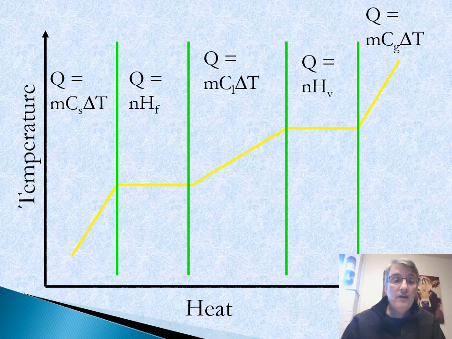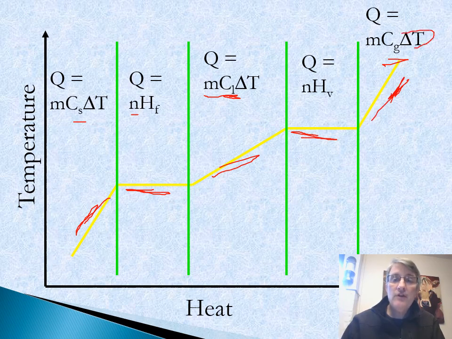Here's our heating curve again, and this is a nice little picture. If we're in this phase, it's MC delta T for the solid. Here, n times heat of fusion, so number of moles. Here, MC delta T, where we're looking at the liquid heat capacity. n times HV, where we're just boiling. And then MC of gas delta T, where we're heating up the gas. So finally, anytime we have a slope or anytime we're changing the temperature, we use this type of equation.